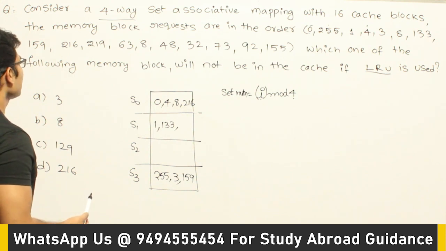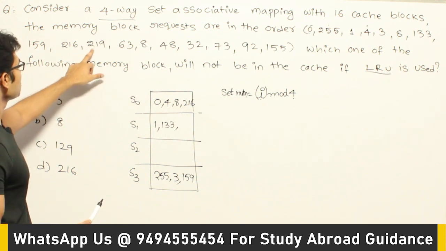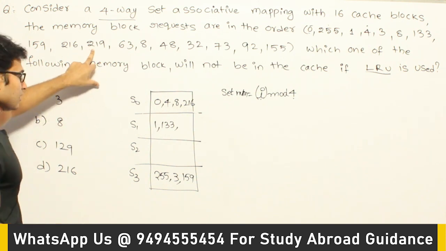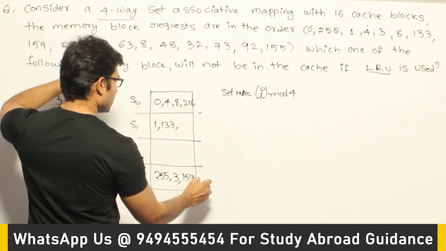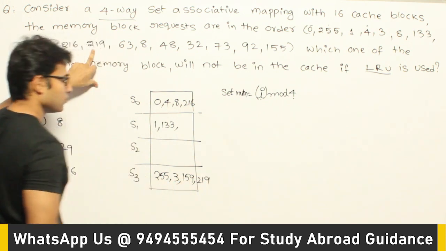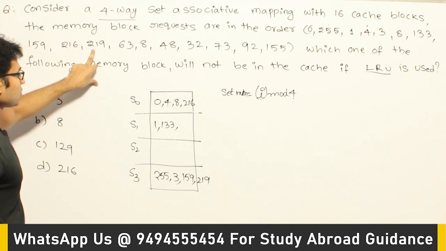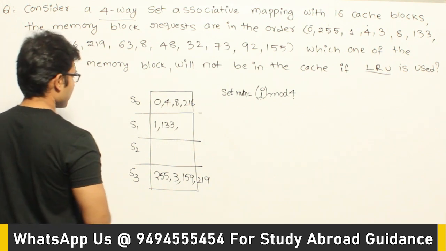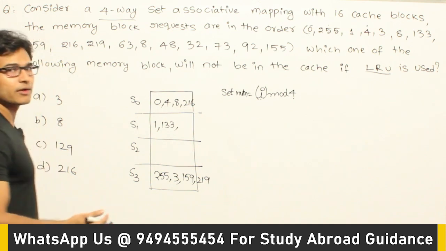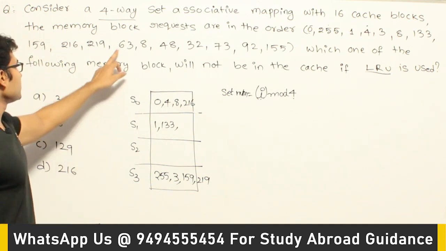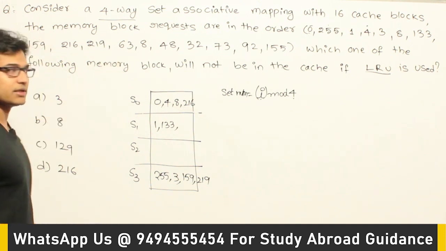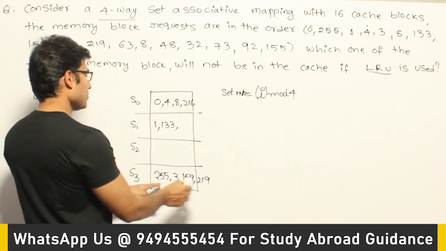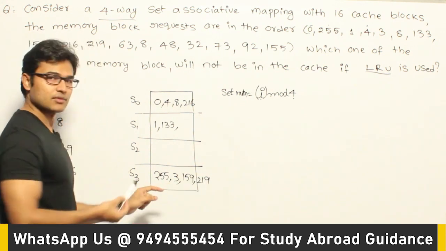Okay, and next one is 219. So where should you place 219? The remainder is 3, therefore it is supposed to go here. So even the last one is also full, right? So 219 remainder is 3, okay. So now let's say 63, remainder is again 3. So now see this, I have to place 63 in this one, right?